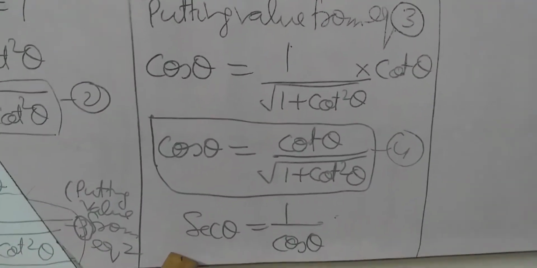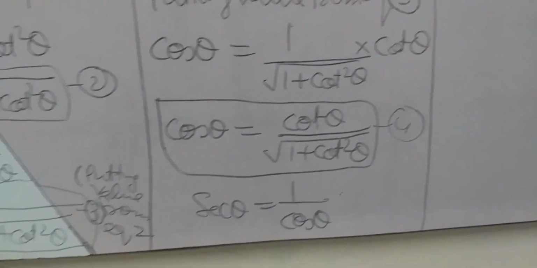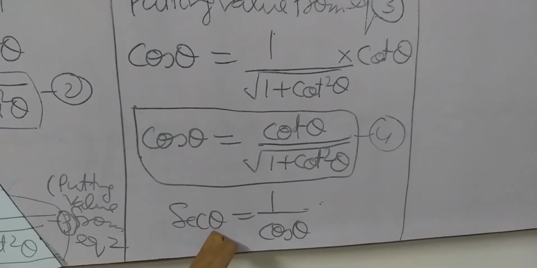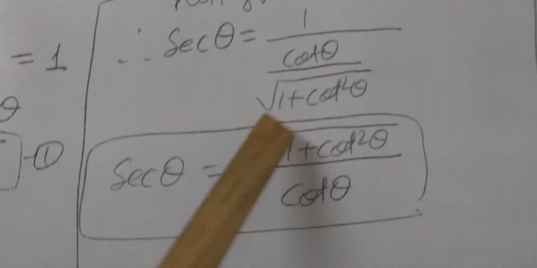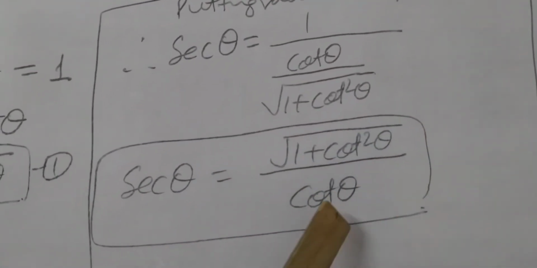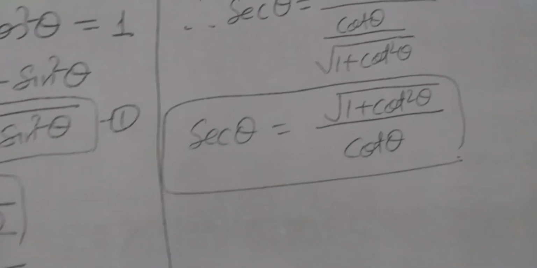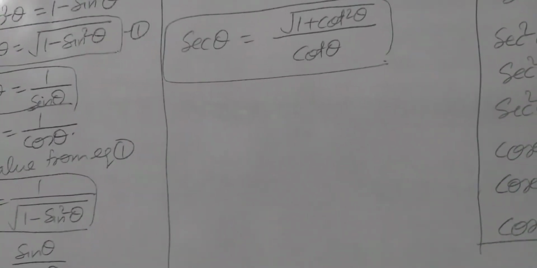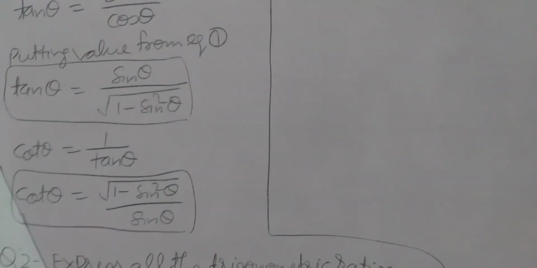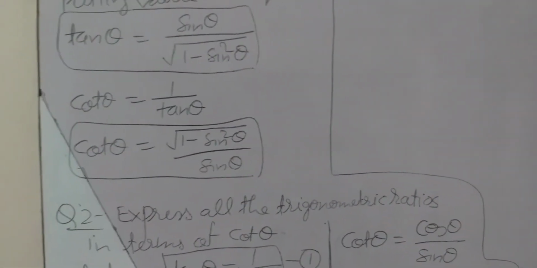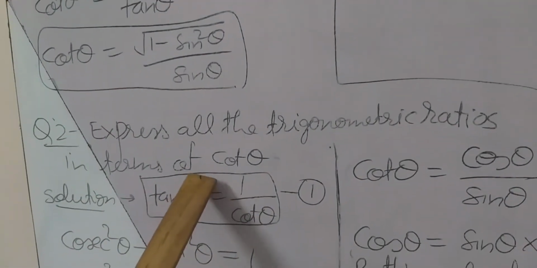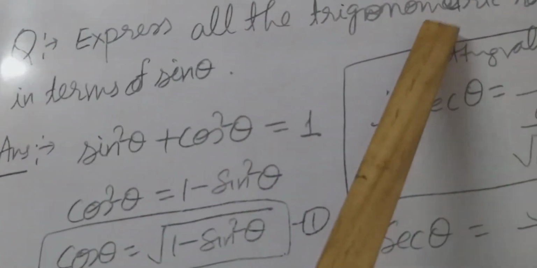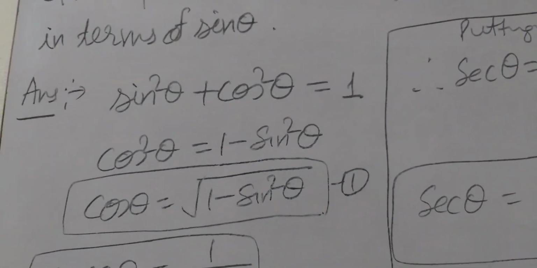Now students, sec is the reciprocal of cos. So the sec theta value will be the reciprocal of cos. So sec theta equals root 1 plus cot square theta upon cot theta. Okay students, so this is the method of changing the trigonometric ratios in the given trigonometric ratio. So here I changed all trigonometric ratios in the form of cot, and here I changed all the trigonometric ratios in the form of sine.